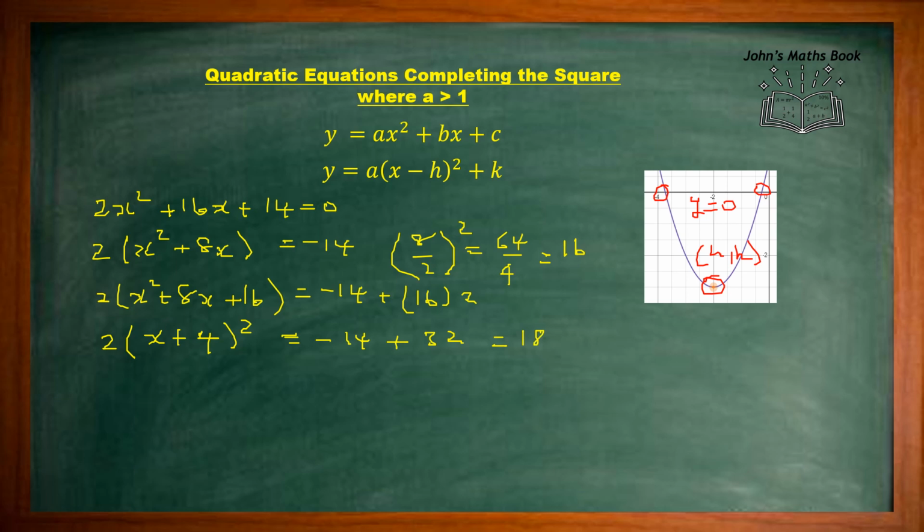So now we have the quadratic in the form that we need to find h and k. So h and k in this case, let's write down h and k equals minus 4 and minus 18.